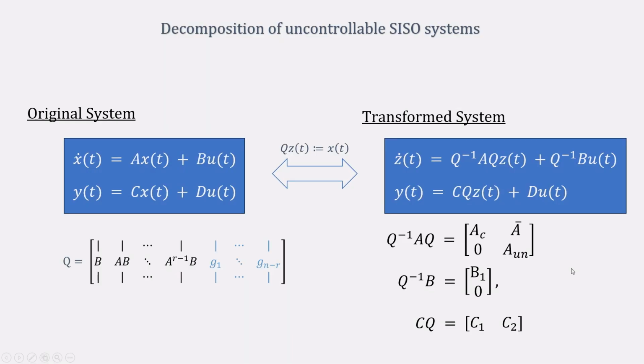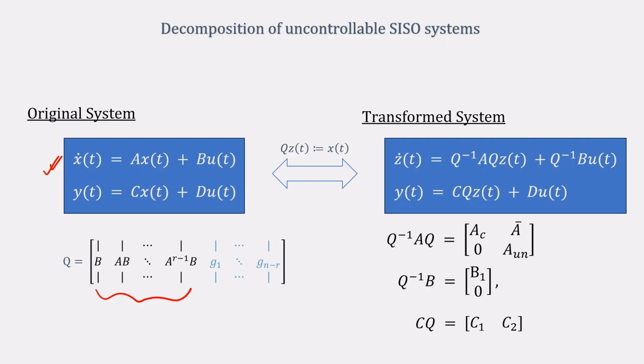Notice again, let me just recap. What did we do? We took a SISO system which is uncontrollable. Since it is uncontrollable, we know that the dimension of the controllable space will be less than n. Suppose the dimension is r, which is less than n. Now, since it is r, we can choose the first r columns of the controllability matrix, which is B, AB up to A to the power r minus 1 B. These have to be linearly independent. We choose them as a basis of the controllable space.